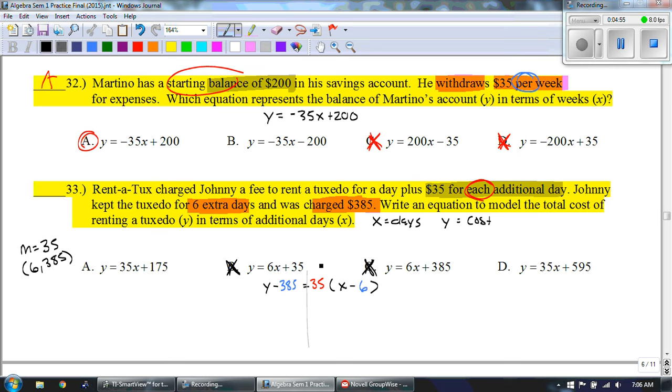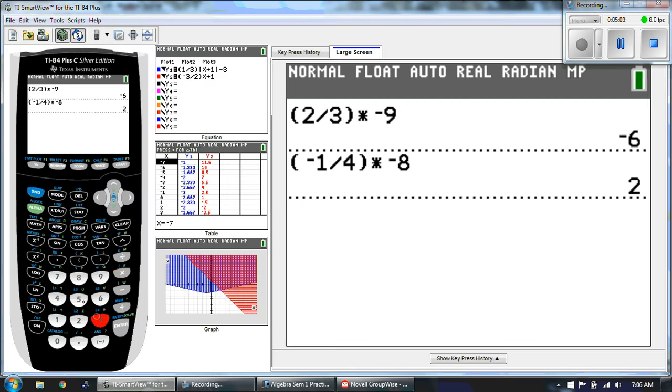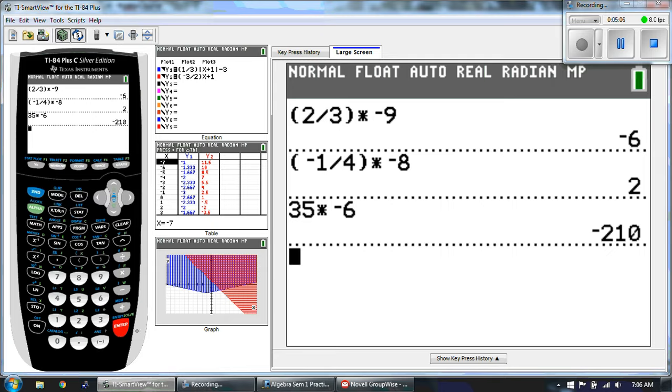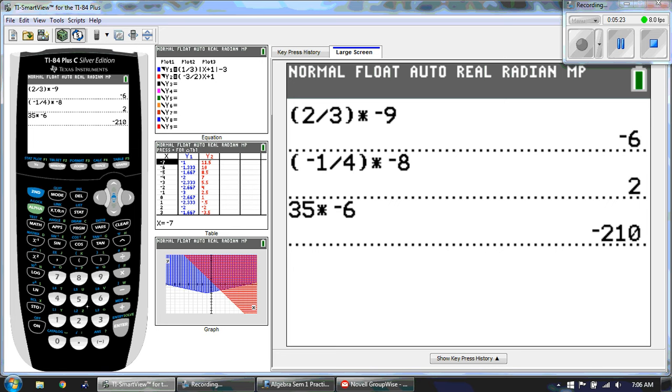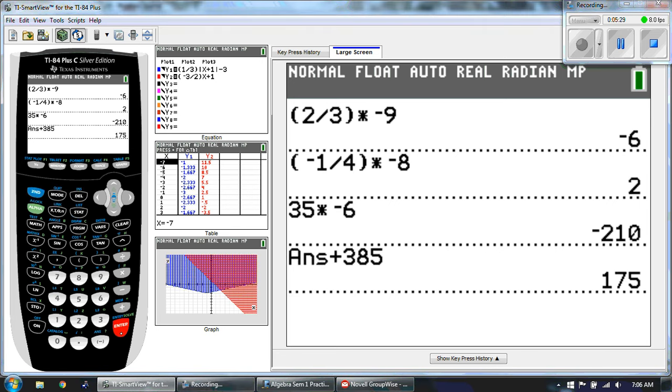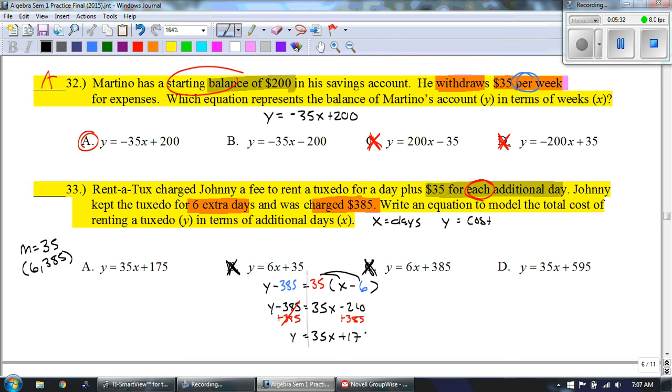So we have to go ahead and distribute first. So y minus 385 equals 35x. And then we have 35 times negative 6, which is negative 210, or minus 210. And then we have to add the 385 to the other side. And we get y equals 35x, and then I need to add 385. And we get 175, which is our answer, A.